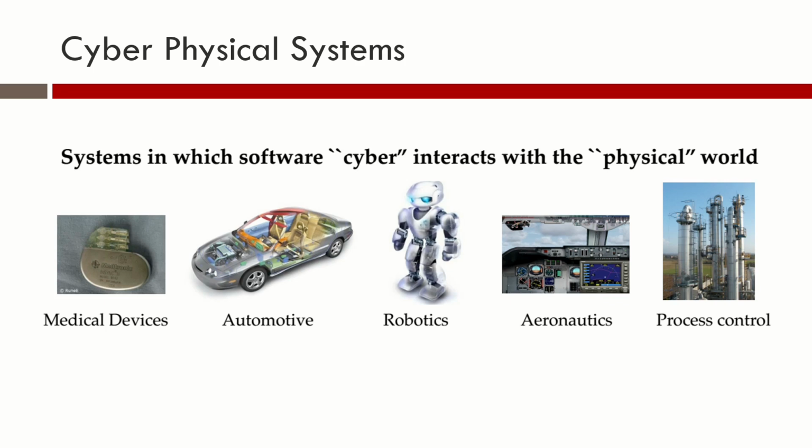Before that, see, now we have cyber physical systems. Cyber physical systems are systems where computing and networking technologies are tightly integrated with the physical world. And the applications of cyber physical systems are in the area of medical devices, in the field of automotives, in the field of robotics, aeronautics, process control, etc.